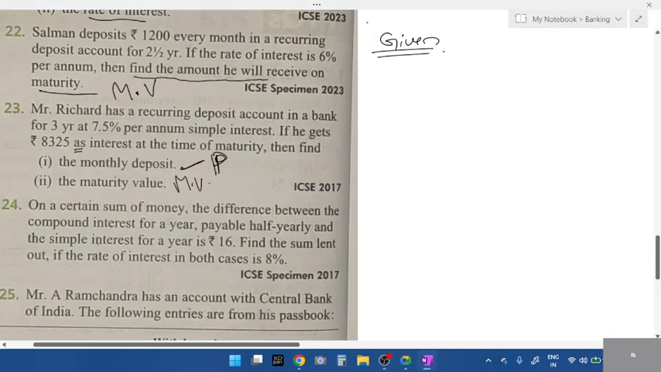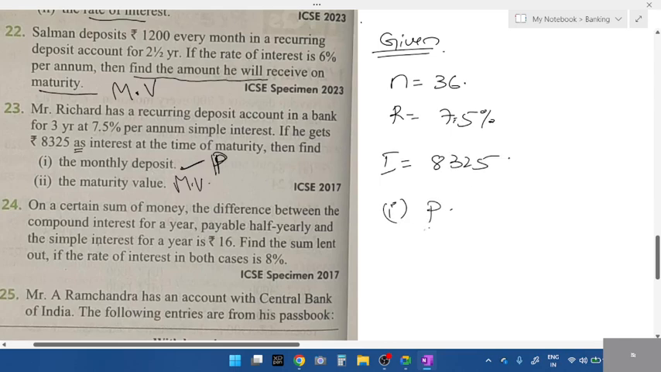Third question, number 23, was given for homework. What is given, Cecilia? N is equal to 36, R is equal to 7.5. How do you convert it into a whole number? When you remove the decimal, write 75 by 10. Okay, we'll do one thing. I'll keep it as, the interest is 8,325. So find the monthly deposit, which is the principal, and the maturity value.